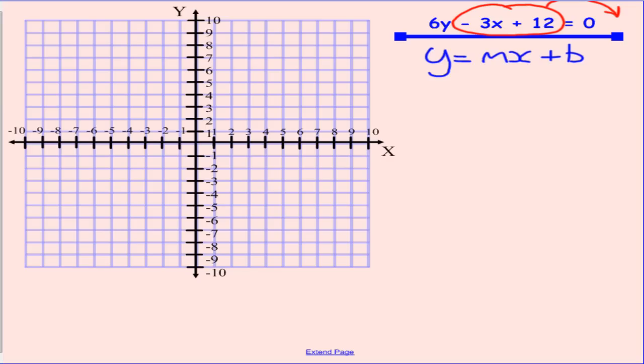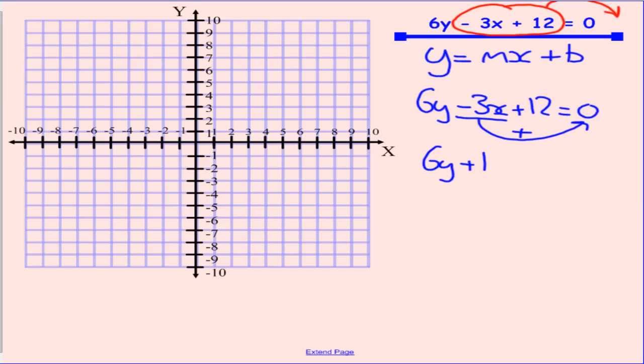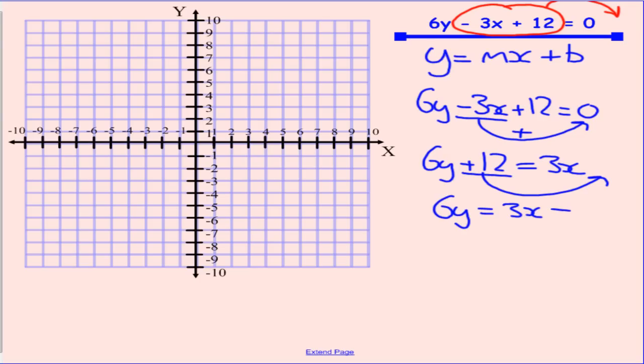So our first move with 6y minus 3x plus 12 all equaling nothing, I'm going to move my 3x over. It's take away 3x, so I'm going to move it over by adding it. 6y plus 12 is left on the left hand side, and that equals 3x on the right. Then I need to move my constant, my 12, across. So I'm left with 6y equals 3x minus 12.